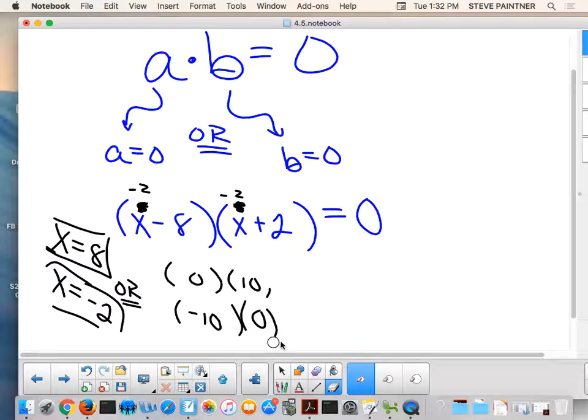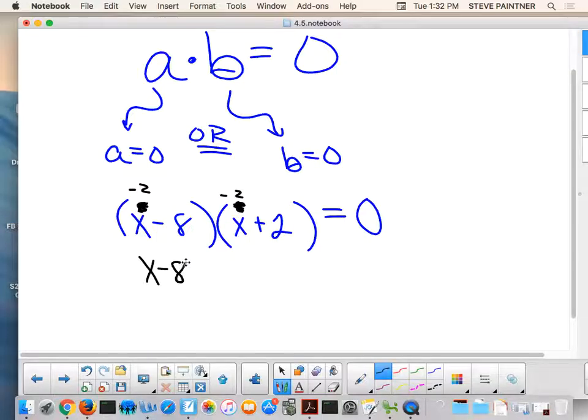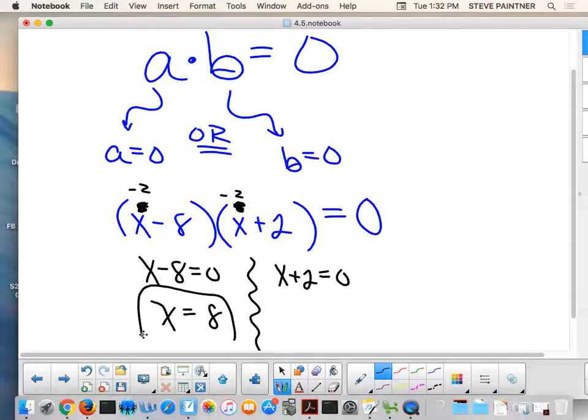I'll do this. We know that for this to be 0, we would have to have it equal to 0. We know this has to be 0 sometime, so we set it equal to 0. So we're going to solve it, and when we solve it, we add 8, and we get John's answer. We subtract 2, and we get John's answer. So this is the work on how to get it. That's it. Set your factors equal to 0, and you've got it.